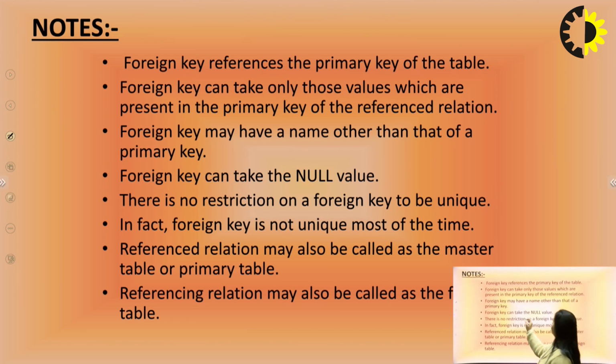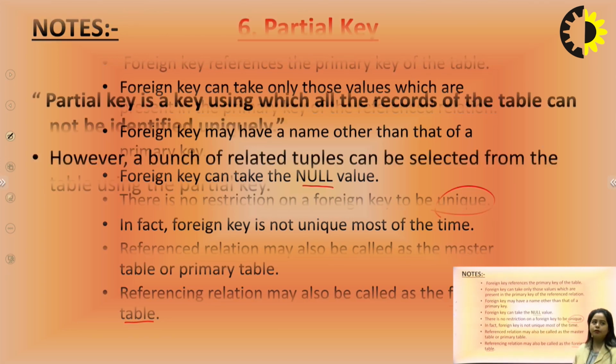Next, a foreign key can take the null value. It is permissible to take the null value. There is no restriction on a foreign key to be unique. It could be duplicate. In fact, a foreign key is not unique most of the time. The referenced relation may also be called the master table or primary table, and the referencing table is also called the foreign table. So this is the concept of foreign key.